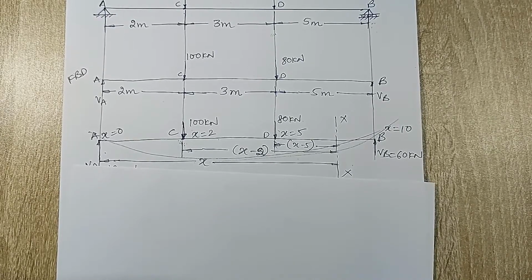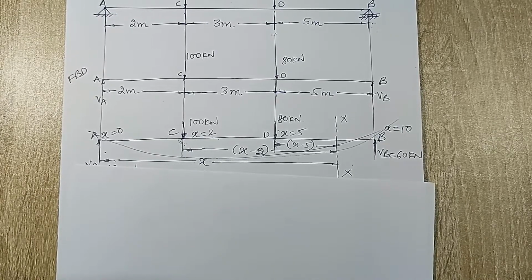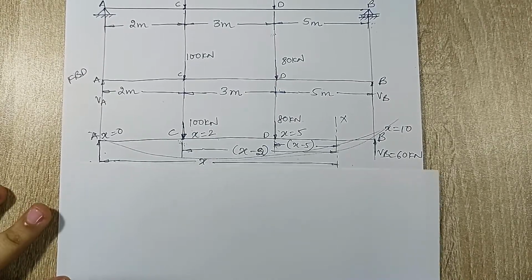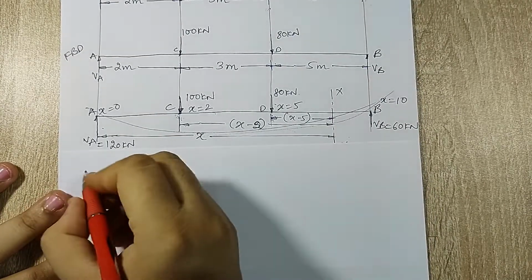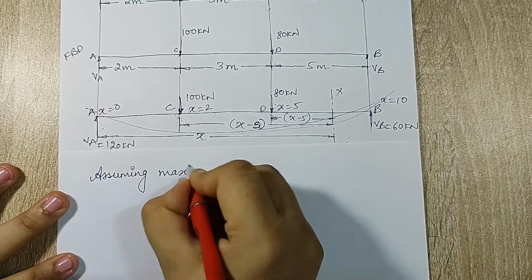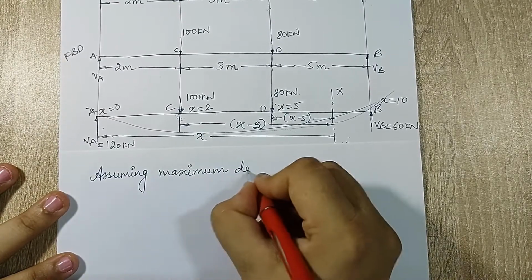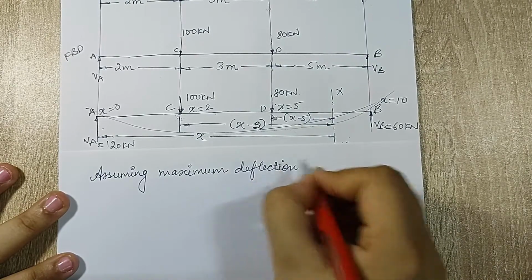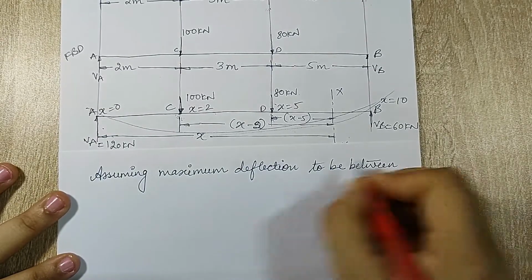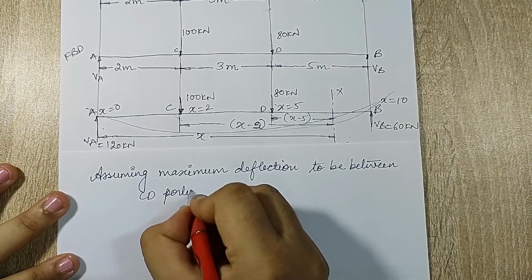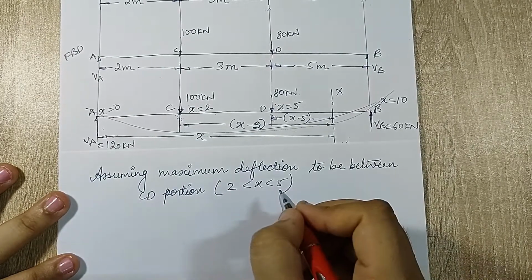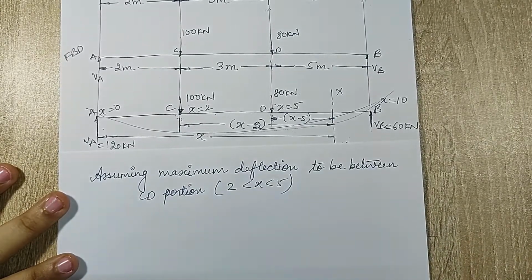This is completely a trial and error method. There is no hard and fast rule for just telling you that okay, this is the portion where the maximum deflection is going to be. So we will start. Assuming maximum deflection to be between CD portion. Now the domain is going to be 2 and 5. So the value of x will lie between 2 and 5.